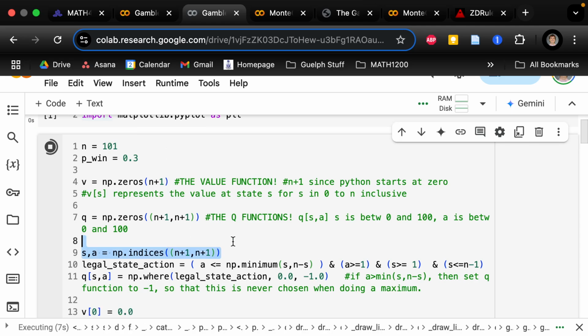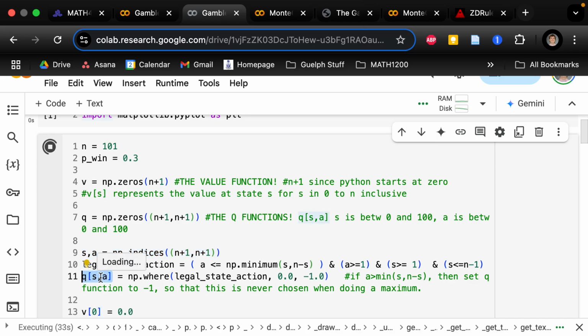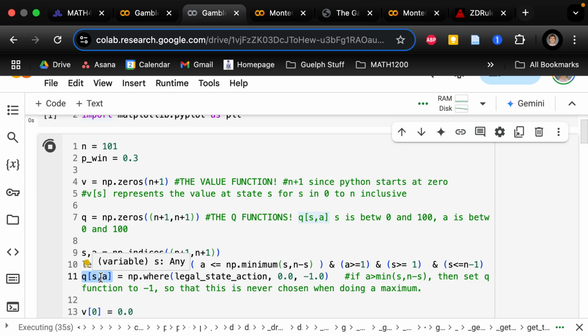Here is where things start to get weird. First, I make SA the np.indices of the Q array, basically. Remember, SA is np.indices of n plus 1. This lets me input S and A inside Q like this and change all the actions all at once. The annoying thing about Q is that I want to access only the Qs where the action is a legal action. So I need to somehow tell the computer to do something different when the action is illegal versus when it's allowed, right?